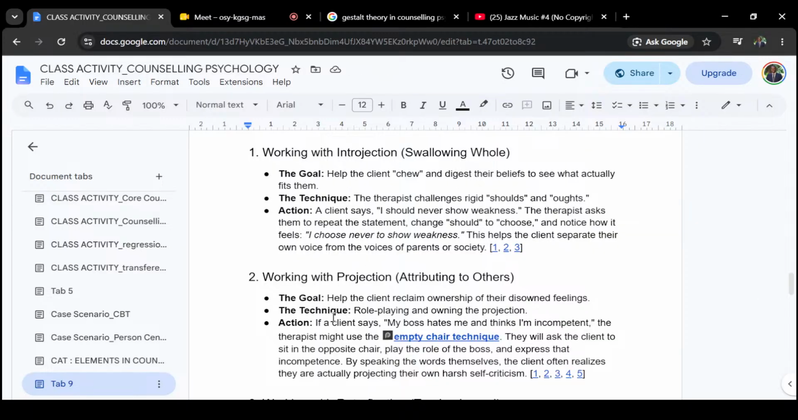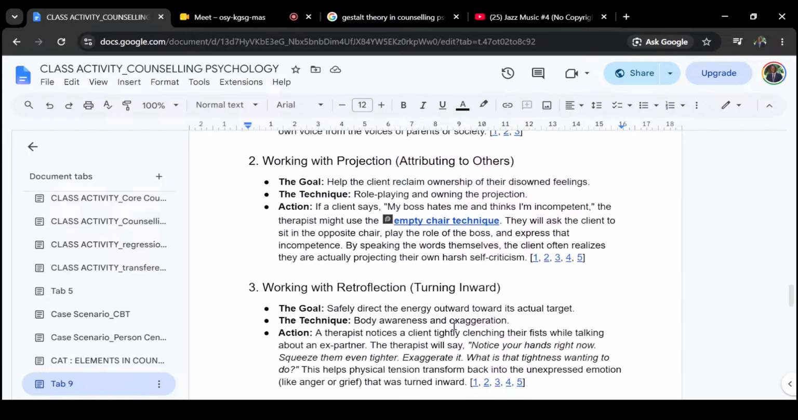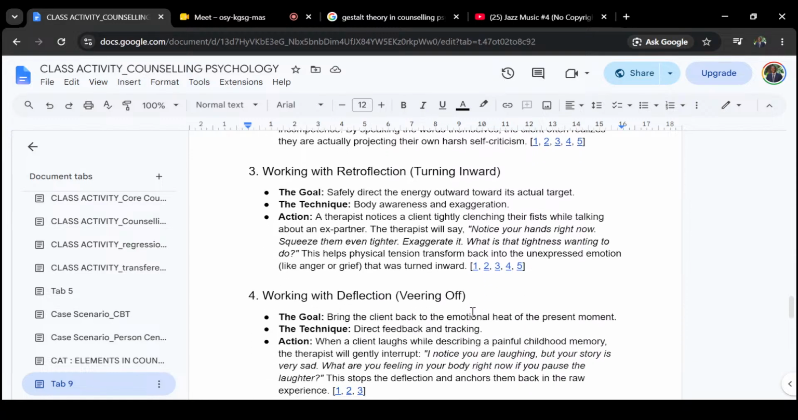Okay, teacher, somebody has added something on the chat. Let me read it. It's Millicent. After the polarization, she has written: fantasy as escape from contact, retreating into imagination instead of real interaction. Example, daydreaming instead of addressing a problem directly. Yes, thank you very much, Millicent.